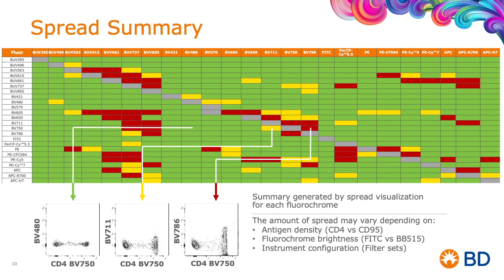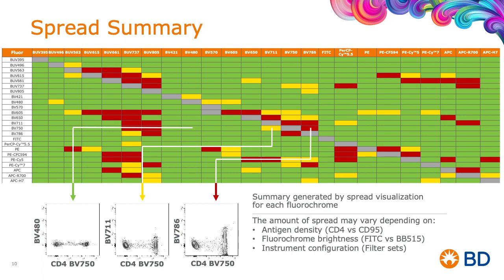If we keep going to the right, we'll find the yellow box. This is BV750 into BV711. And you can see the corresponding plot where now you can appreciate that the positive population has a little bit more background and spread into the BV711 detector as compared to the CD4 negative population.